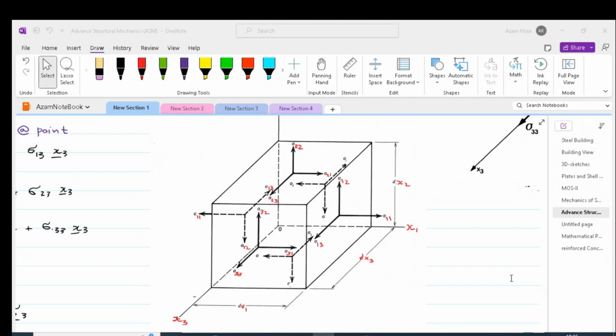x2 and x3 axes. In the case of the volume element, we have 6 faces. And if every face has 3 stresses, then we can say that altogether there are 18 stresses on the element. These 18 can be reduced to 9 components because of Newton's third law and equilibrium. The 9 stress components may be further reduced to 6 for most practical problems.